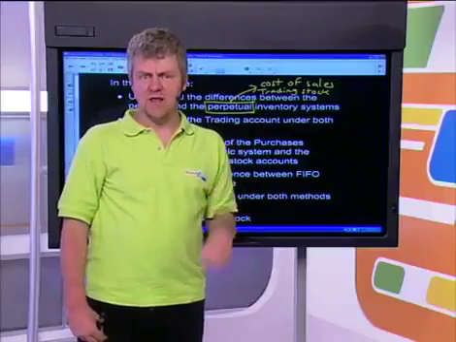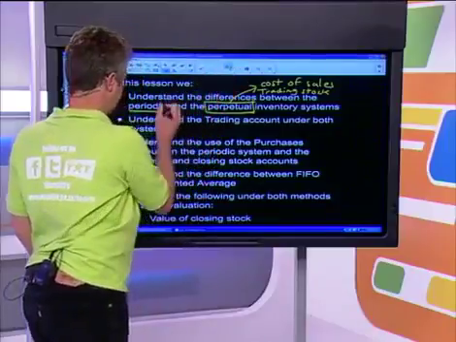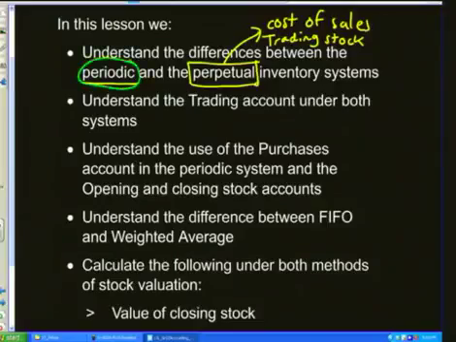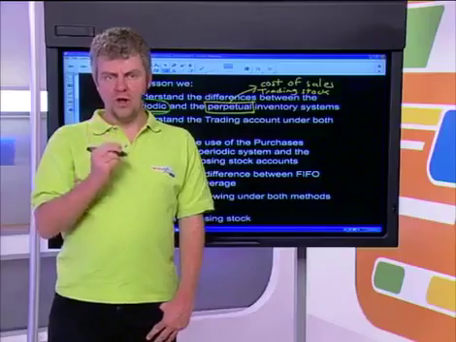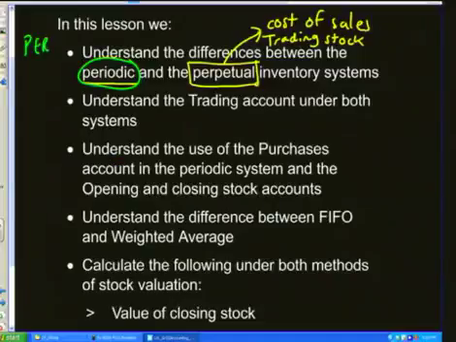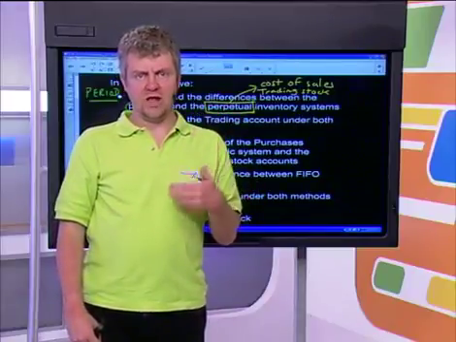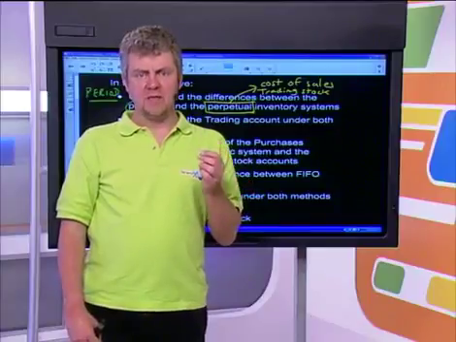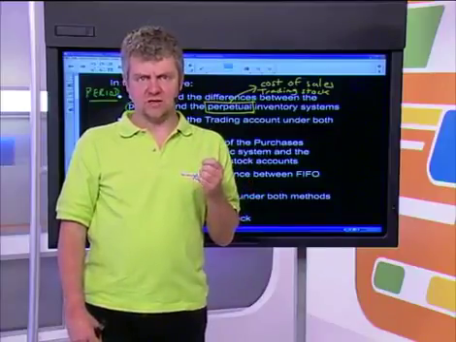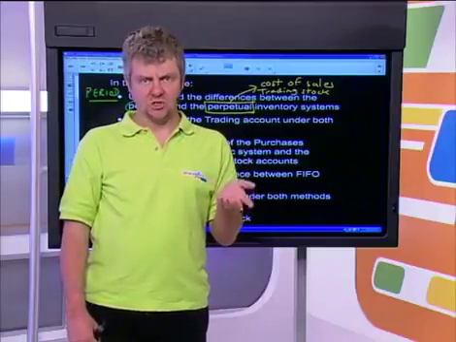But sometimes, every now and again, a question will crop up where the system that we use is actually the periodic system. If you look at the periodic system, the word periodic contains the word period, P-E-R-I-O-D. What this means is that you only calculate your cost of sales at the end of the accounting period, or the period in which you calculate your gross profit for the year. So we don't keep track of cost of sales on a daily basis. We calculate it using our special formula, which I'm going to show you just now.